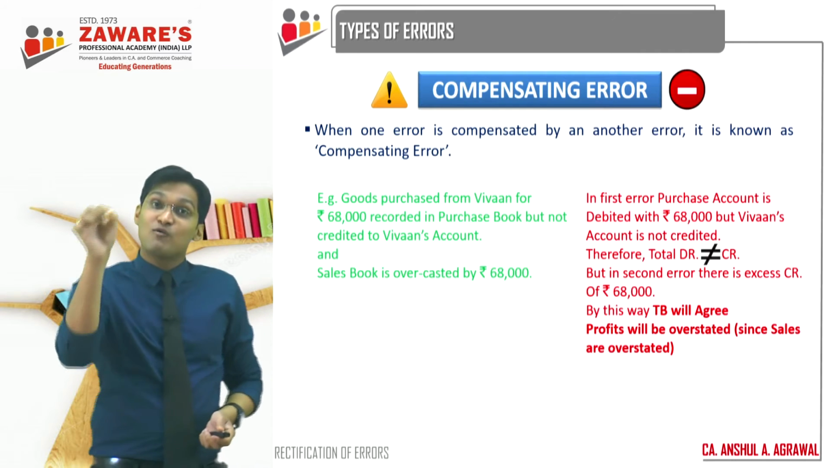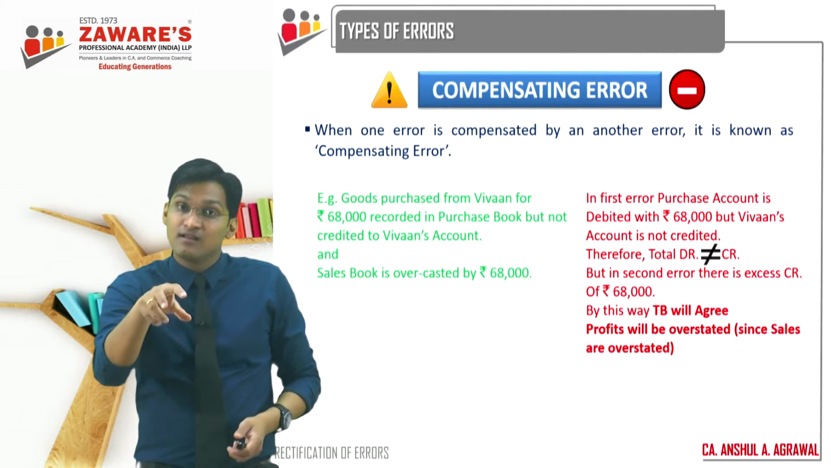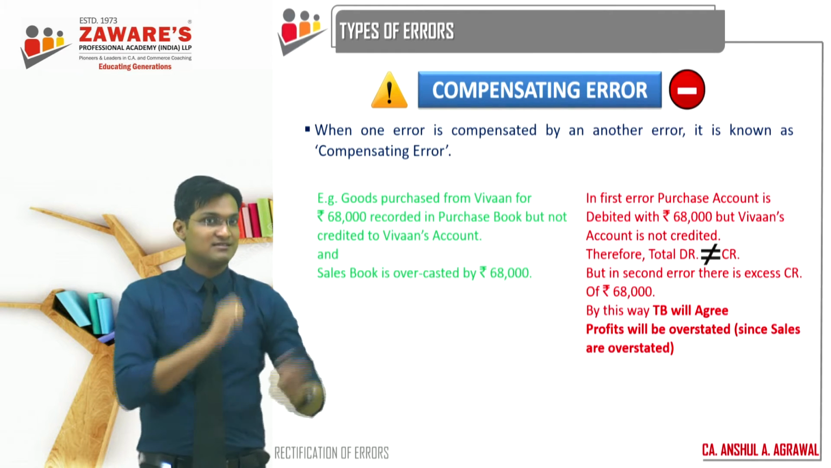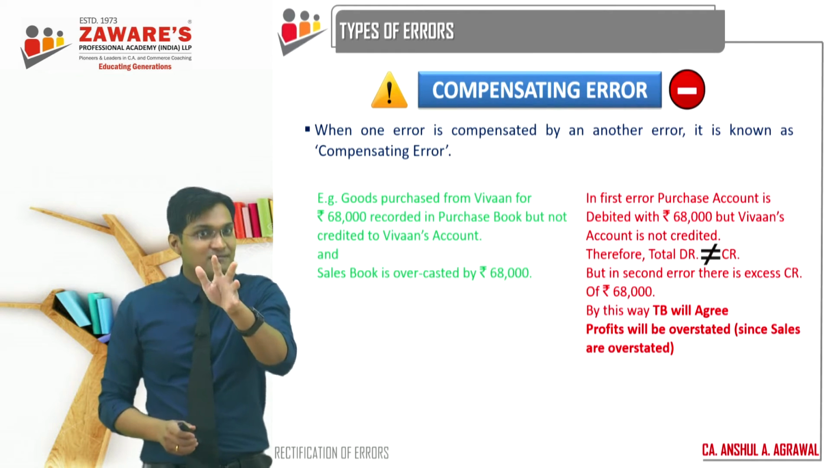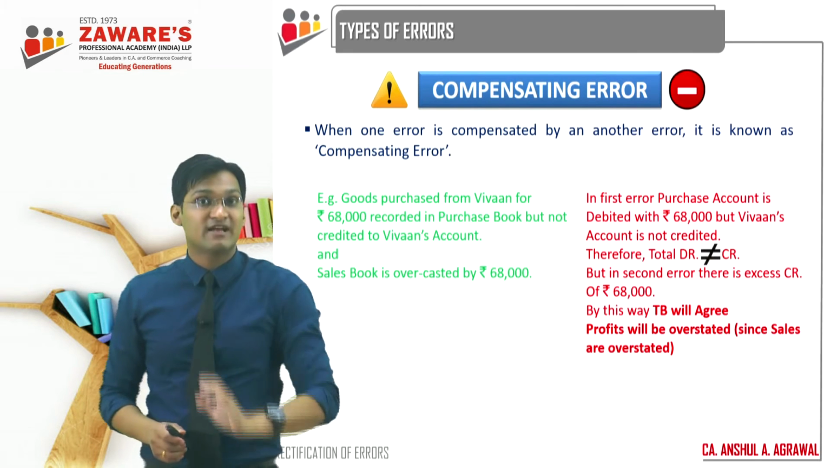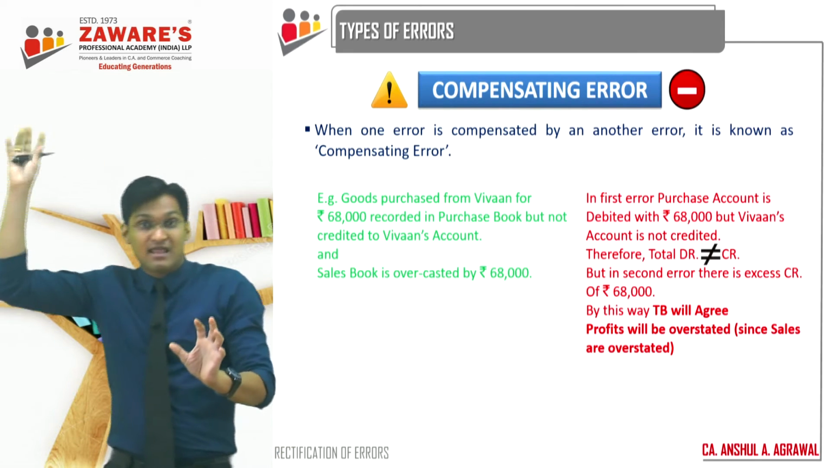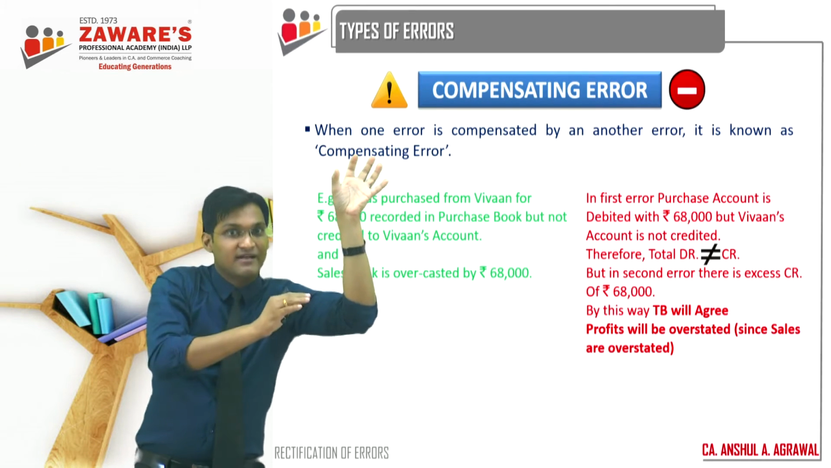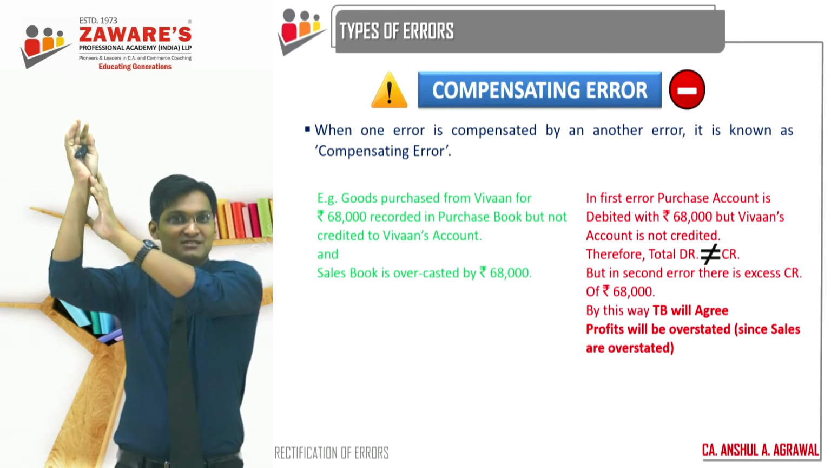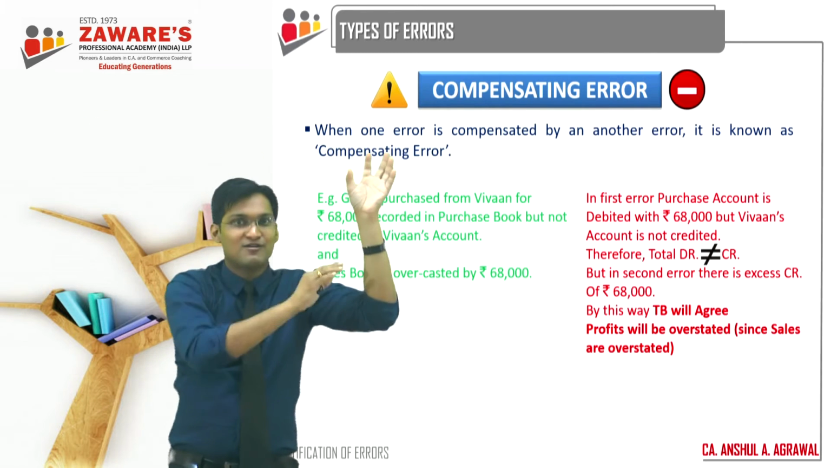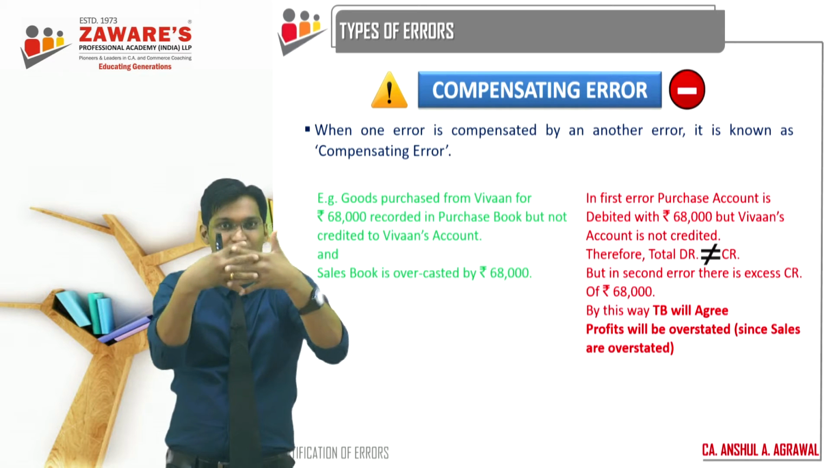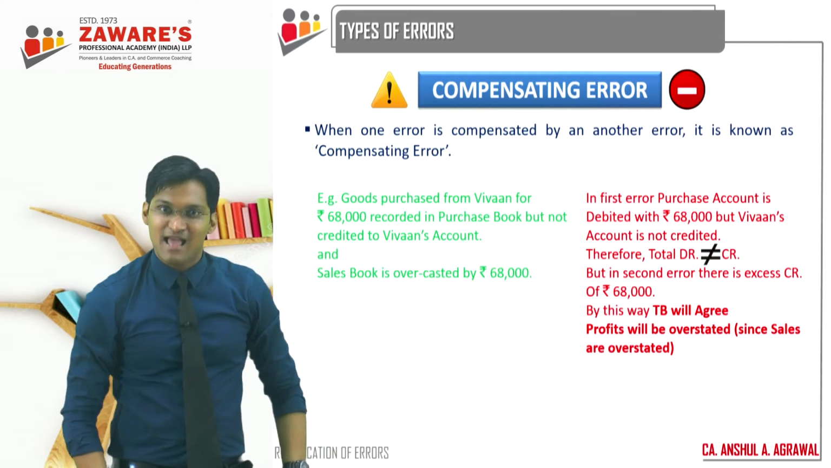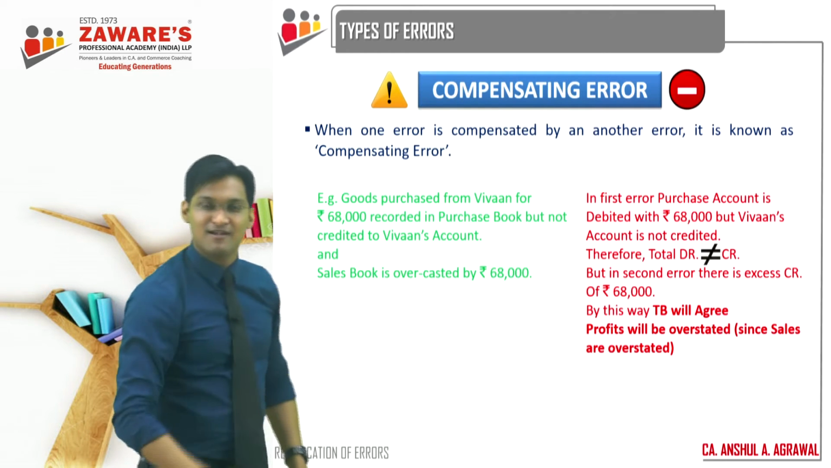Now when you say you overcasted, excess totaled by 68,000, what will happen, my dear friends? You haven't debited anything, but you have credited how much? 68,000. Now in the earlier error, you had short credit. In this error, you had excess credit. Earlier error, there was debit of 68,000. This error, there is credit of 68,000. They both have compensated with each other. This type of error is known as compensating error. Understood all of you?